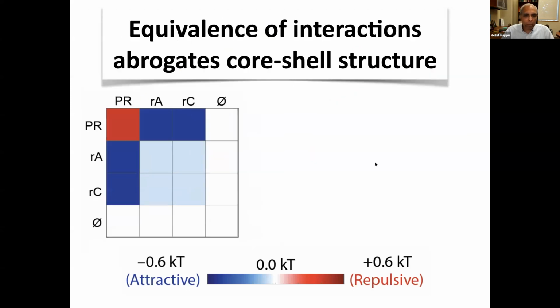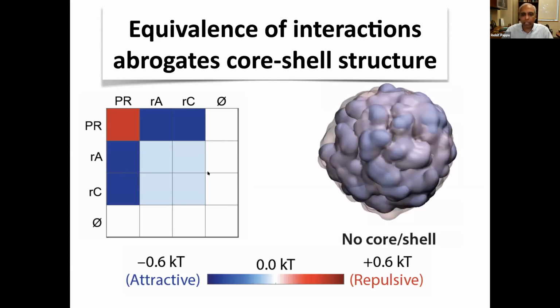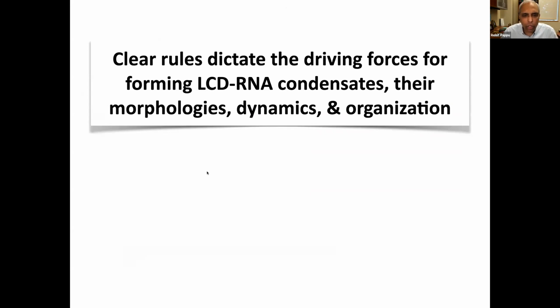And that just gets completely abrogated if we were to argue that the cation-anion interactions don't show any specificity as far as the nucleobase is concerned, and basically now you don't get any delineation of a core versus a shell. So basically what emerges from this is that there appear to be clear rules that dictate the driving forces for local complexity domains interacting with RNAs and driving condensate formation, what might dictate their morphologies.